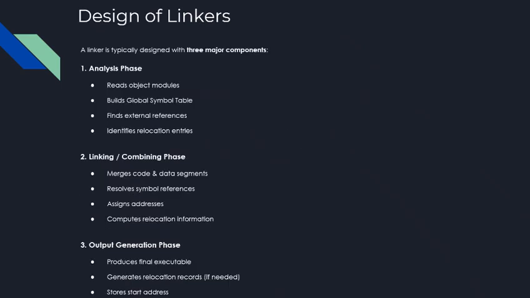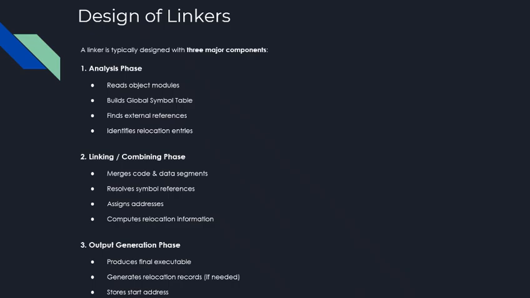Now let's talk about the design of linkers. Mainly linkers are designed in three phases. The first one is the analysis phase. In this stage, object modules are read, external references are identified, and a global symbol table is created.